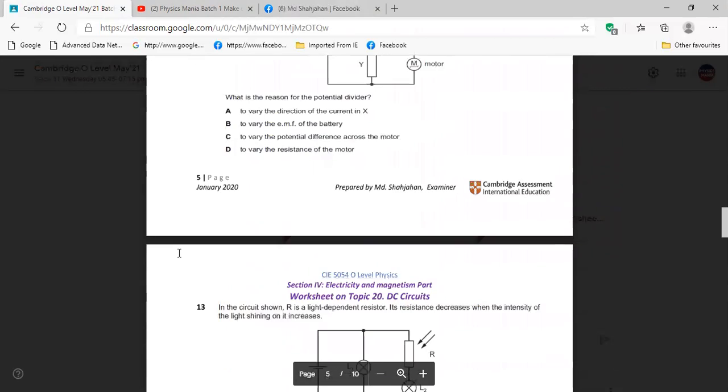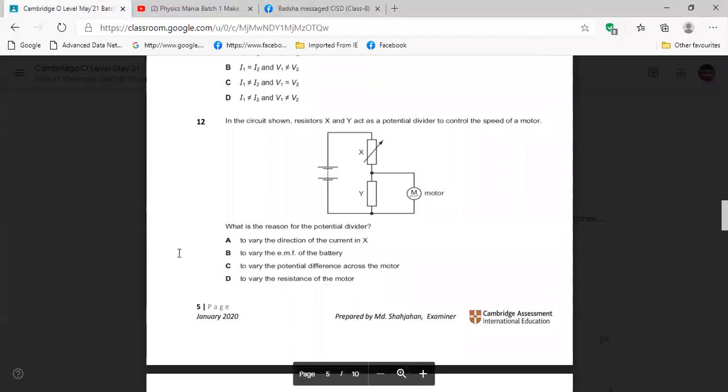Then which one next? 12. Okay, you had your question mark, right? Cross. Can you read the question, please? In the circuit shown, resistors X and Y act as a potential divider to control the speed of the motor. What is the reason for the potential divider?